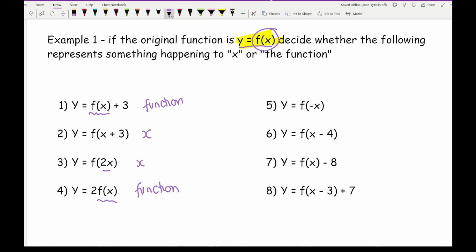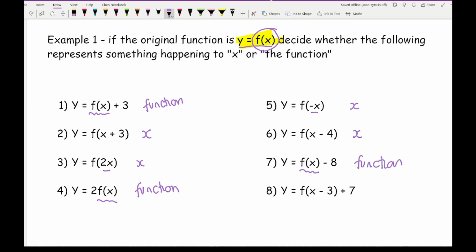In number 5, although it looks like f of x, actually it's f of minus x. So here I'm doing something to the x. Here I've got f of x minus 4. So again, I'm going to be doing something to the x. In example 7, I've still got that f of x. So here I'm doing something to the function.